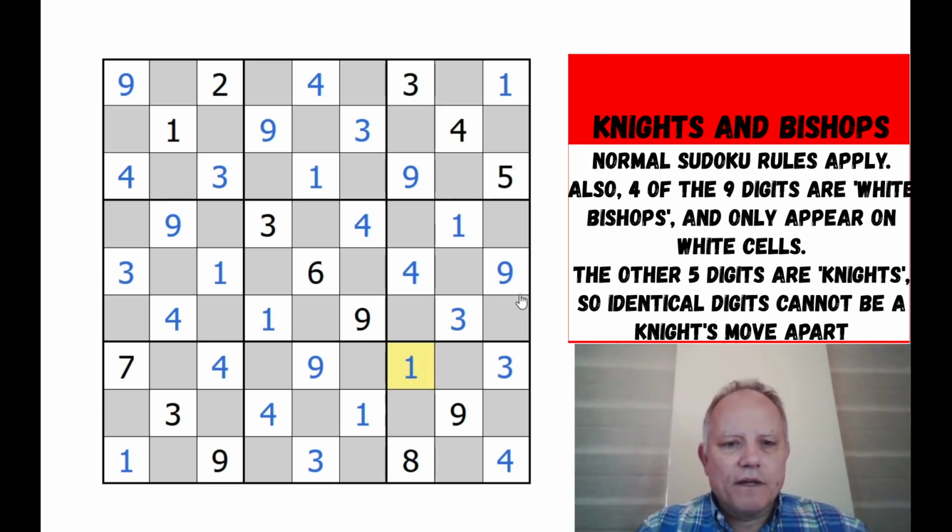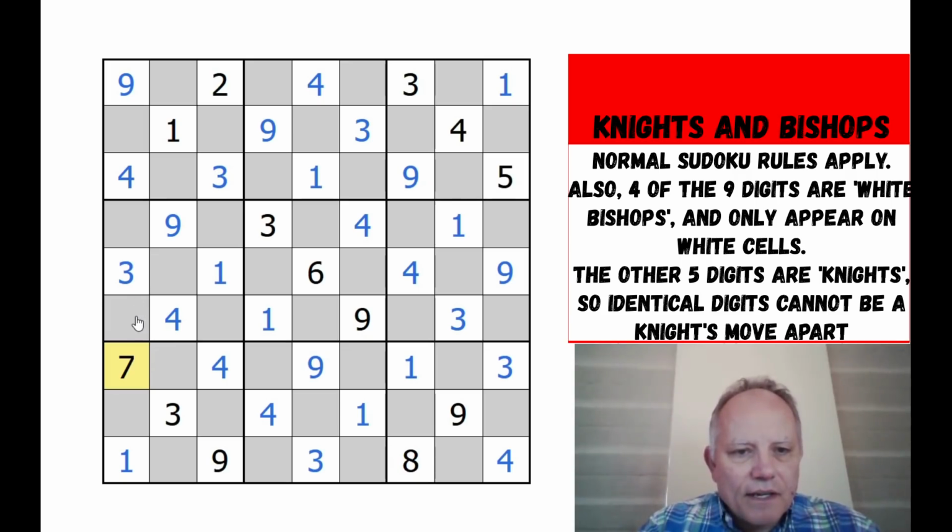Now, what about the knights? 2, 5, 6, 7 and 8. Oh, well, look at this 7. This is lovely. That's 7, and I'm looking into this box. What can't be a 7 because of this 7? That one and that one are directly in its path.